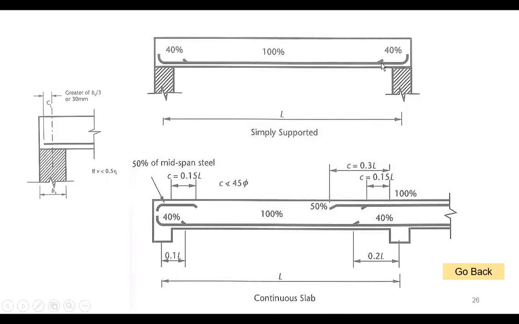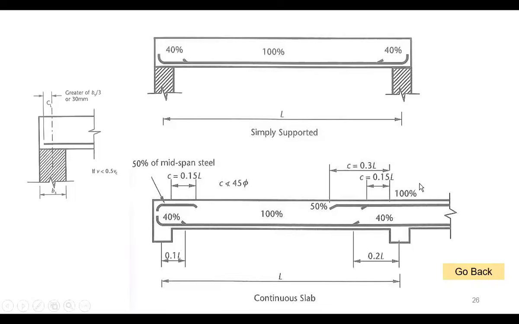This distance here, similar to this case, is 0.1L, about the span divided by 10. So in a case of simple supports, it tells you 40% will continue from support to support. The remaining 60%, you can cut them. So let's say you have 10 bars per meter, you can make 4 bars long and 4 bars shorter. Usually you take 50-50, 50% longer, 50% shorter.